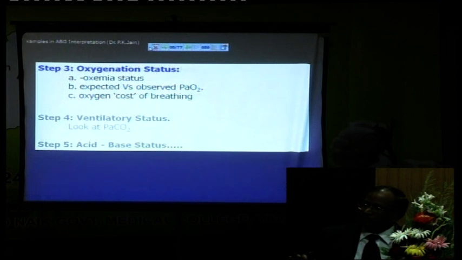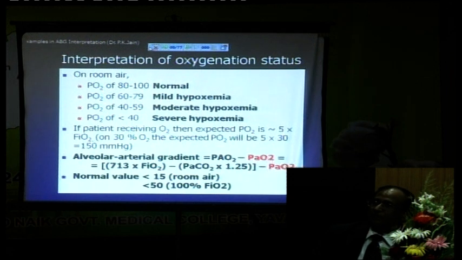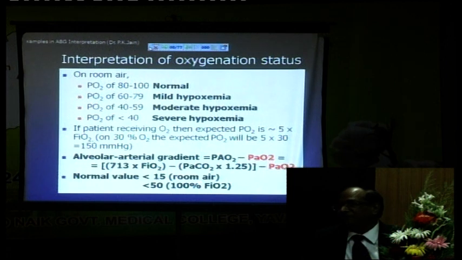Shall we do one or two test questions just to check oxygenation status? Have you understood? Now, there's one more thing you should understand in oxygenation: whenever I want to know why PO2 is low, I must calculate the alveolar arterial gradient. Must. Alveolar arterial gradient is a gradient between the PO2 in the alveolus and in the capillary. That gradient normally is not more than 15.